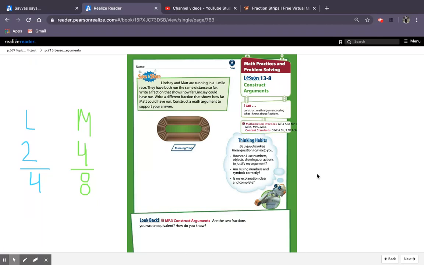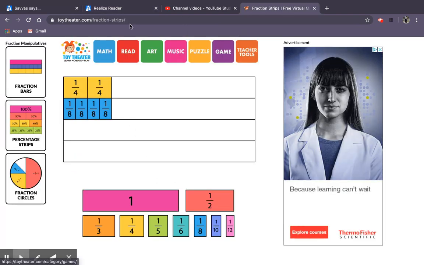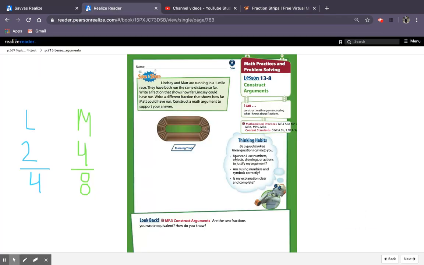So the questions are, how can I use numbers, objects, drawings, or actions to justify my argument? In this case, the numbers I used were 2/4 and 4/8. I could have done a drawing of these fraction strips, but I also just used those, so those could count as objects. And then, am I using numbers and symbols correctly? I didn't add, multiply, divide, subtract, or compare any numbers in this, so I don't have any symbols to look at, but I do have the numbers to look at to make sure my numerators and my denominators are the correct values I want to use.